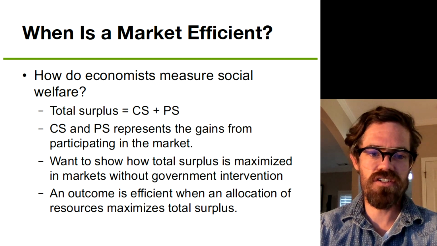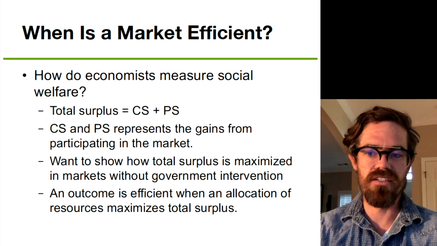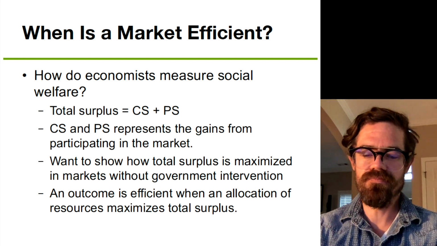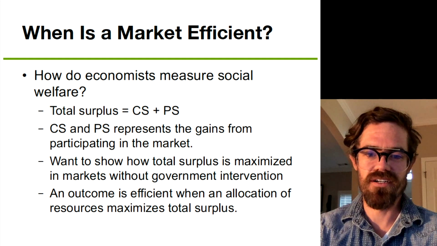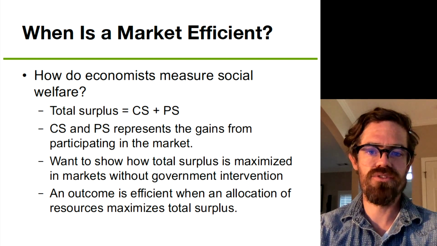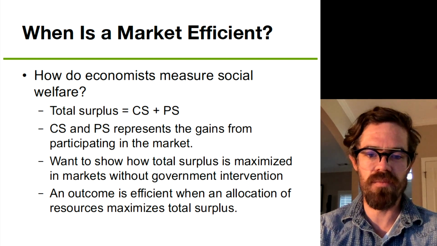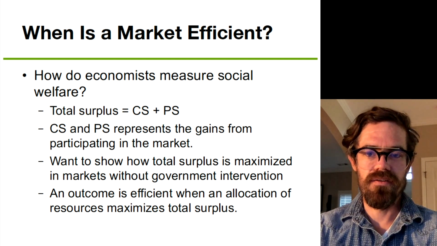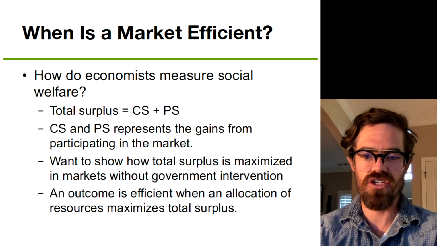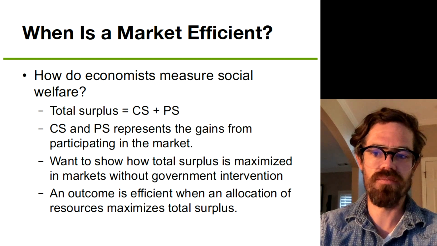So if we're talking about market efficiency, what we're talking about is maximizing the gains from trade. When we maximize the gains from trade, we have an efficient market. There are no losses, deadweight loss, as we'll talk about in a little bit. But basically what we're able to show is how surplus is maximized in markets when there's no government intervention. And anytime that we have maximum total surplus, then that is considered to be an efficient allocation. An efficient allocation is one in which resources maximize total surplus.